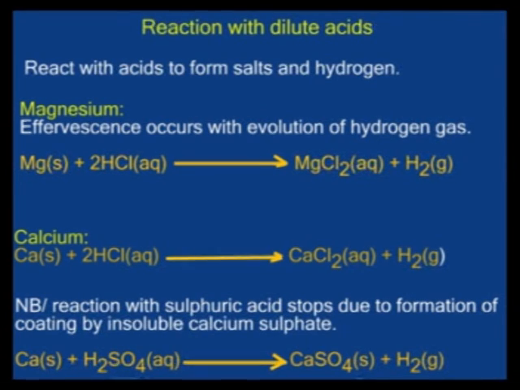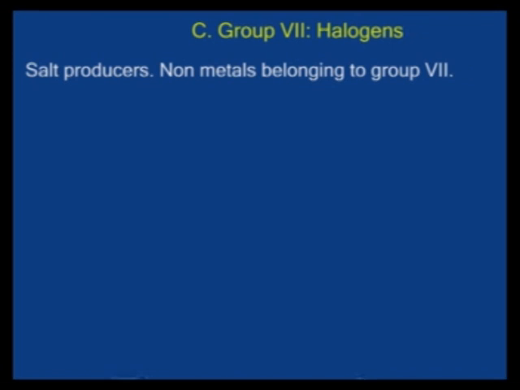Again, we are done with alkaline earth metals, and we are now going to look at another family of elements that are non-metals. They come from the other extreme end of the periodic table. Next is halogens. The next family of elements that we are going to look at are those that belong to group 7, and they are called halogens. The word halogens means salt producers.